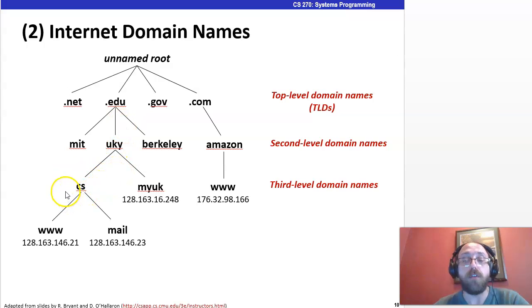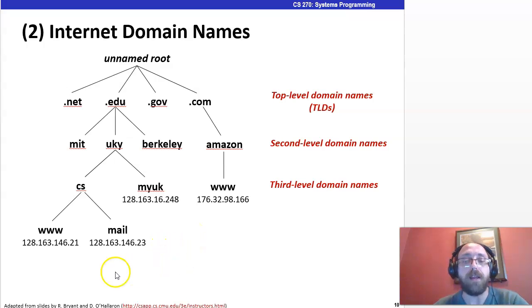Then there are also other domain servers within UKY. For example, the CS department has its own, which manages cs.uky.edu. And within that, there are different host names and different IP addresses for them. So www.cs.uky.edu, mail.cs.uky.edu, and for that matter, your virtual machine, linkblue.cs.uky.edu.